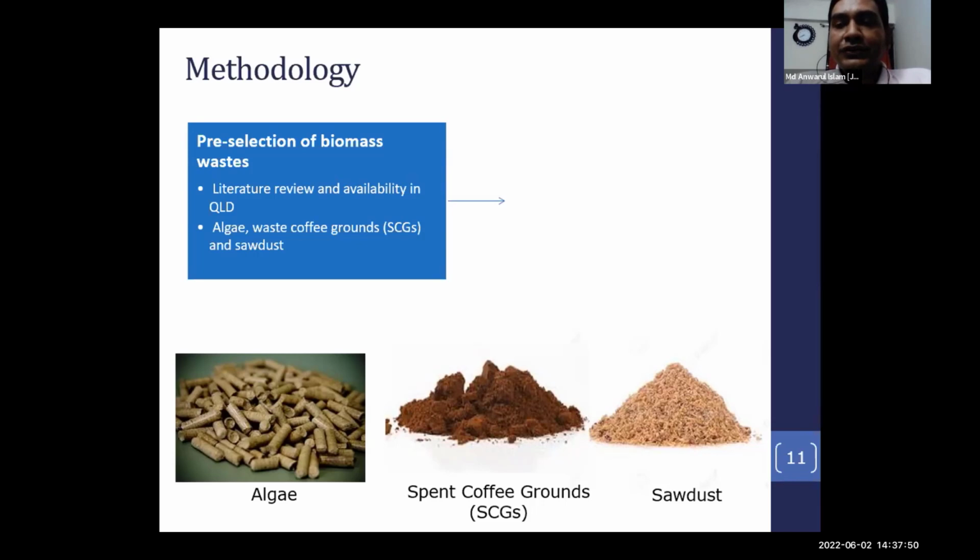And finally, I also selected sawdust, because of the simplicity of its chemical composition and also its larger surface area. And the idea was to compare among the three different biochars.